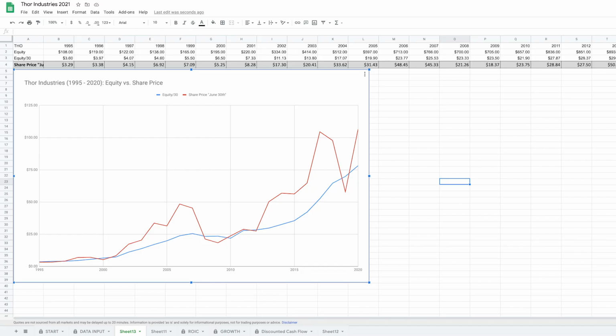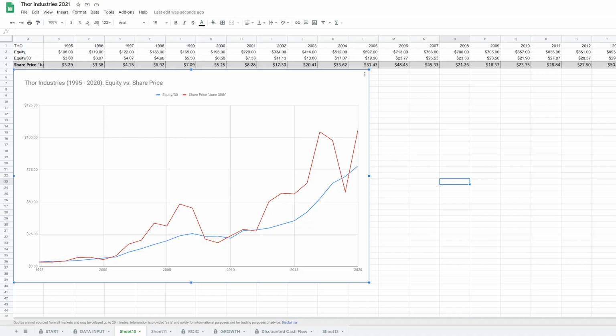Take Thor Industries, for example, which is one of my personal investments. Here's a graph of the equity figure compared to the share price over time. Now, I've scaled the equity by a factor of 30 just so that they can be aligned side by side, but you can see that over the long term, they move in the same direction.